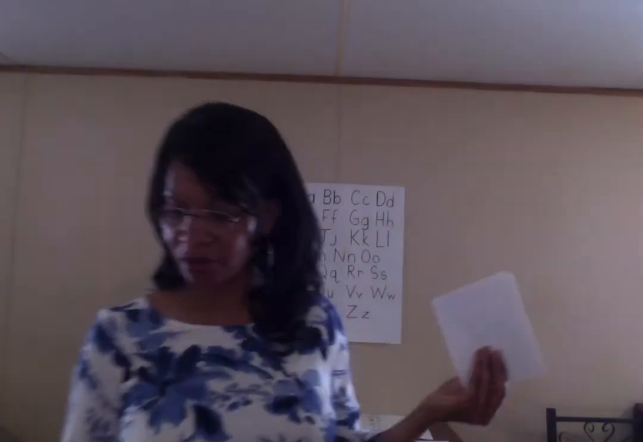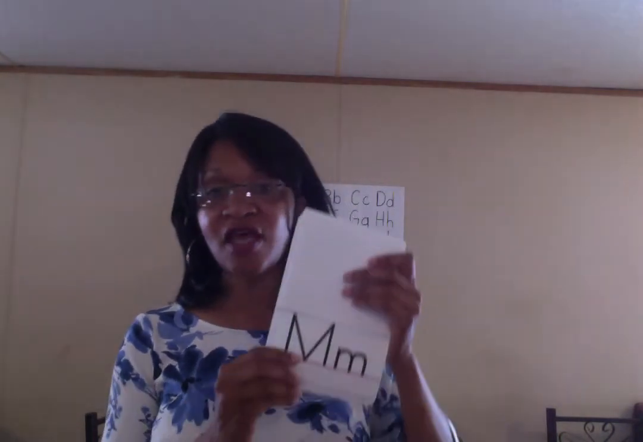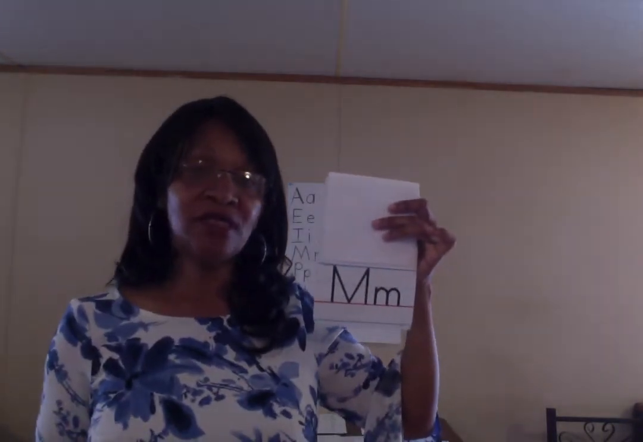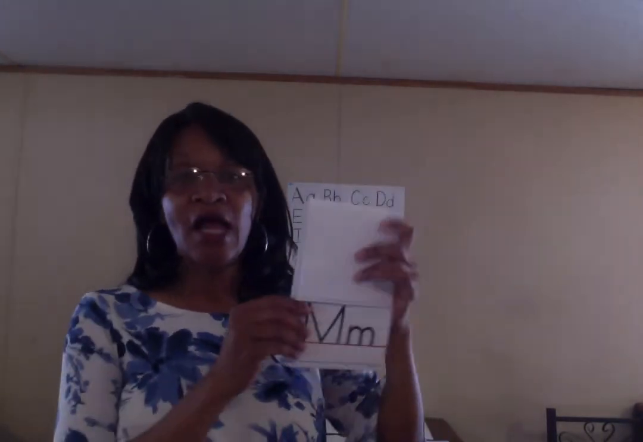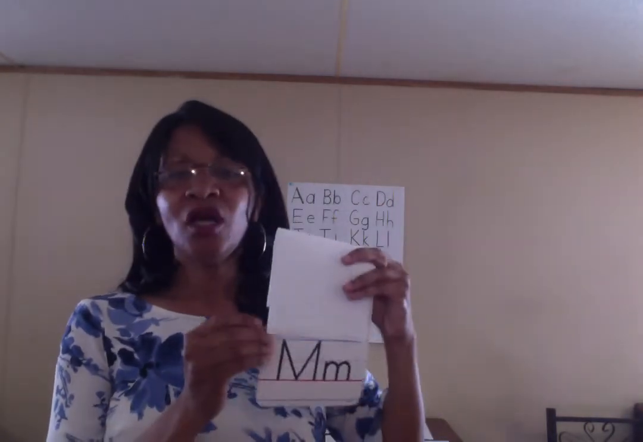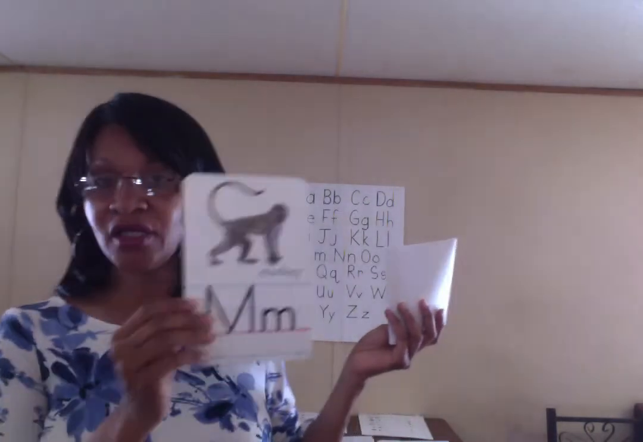Let's see what the picture is. The picture is a ladybug. And this alphabet is M. The sound that M makes is M. And a word that starts with M would be monkey. And here's a picture of a monkey.